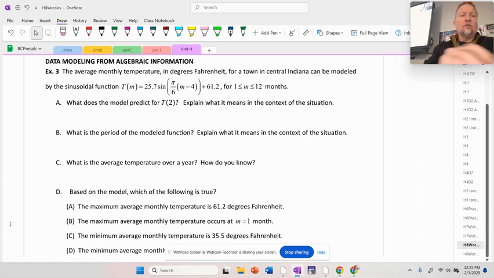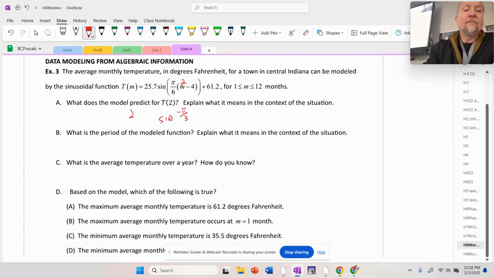Okay, so if I plugged in 2 here, I don't need to graph this one. I just plug in 2. 2 minus 4 is negative 2. Negative 2 times pi over 6 is negative pi over 3. What's the sine of negative pi over 3?